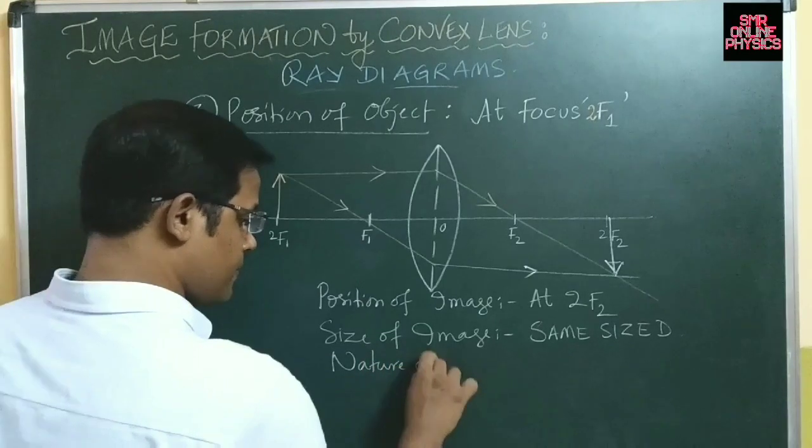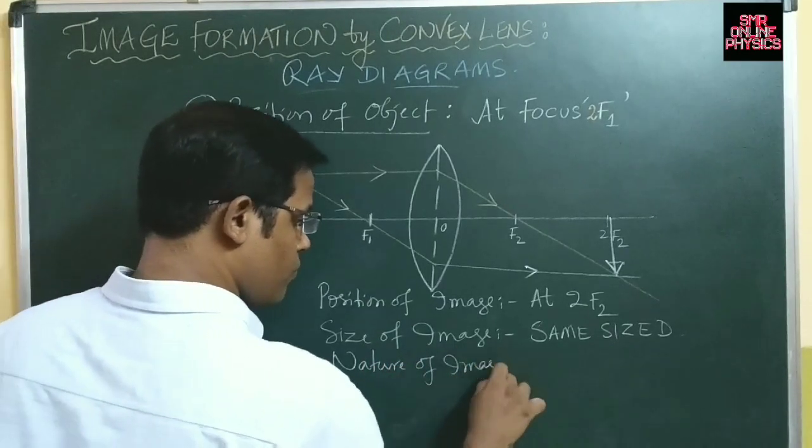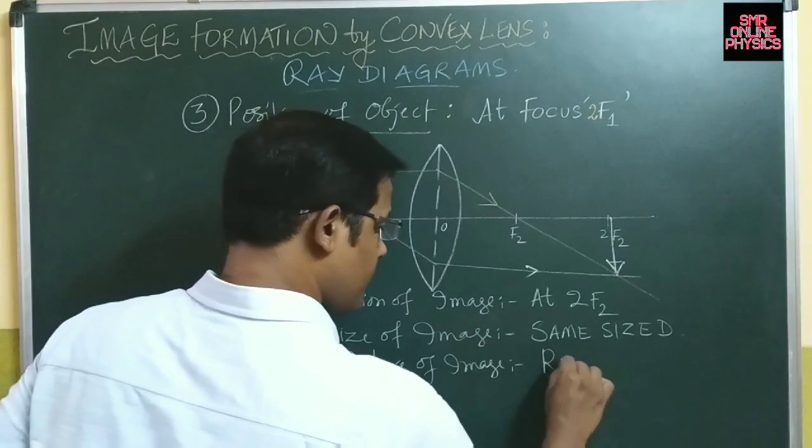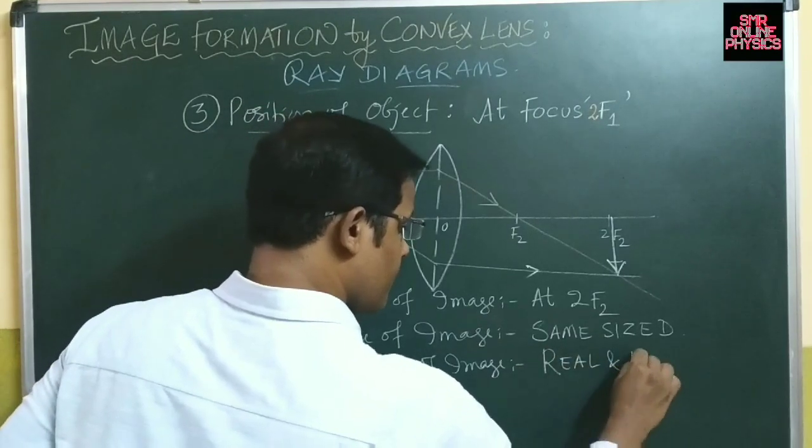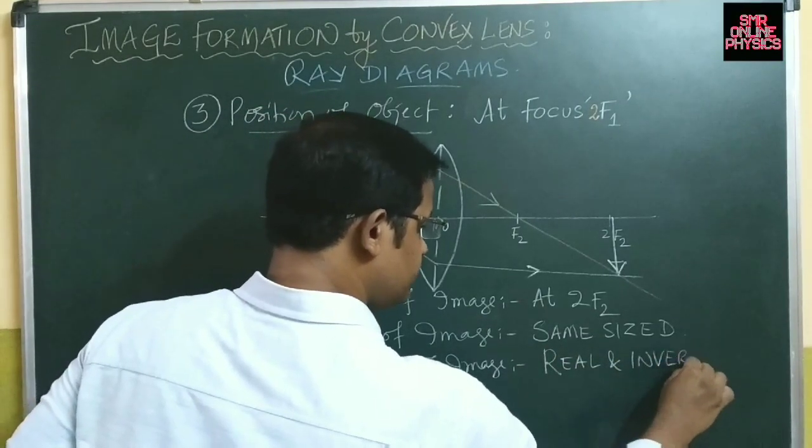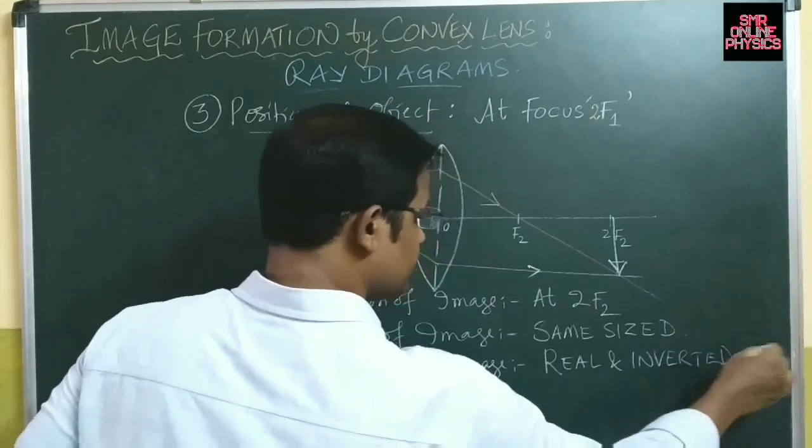You may even choose a principal ray passing through the optical center to construct the image. So it's a real, inverted, and same-sized image.